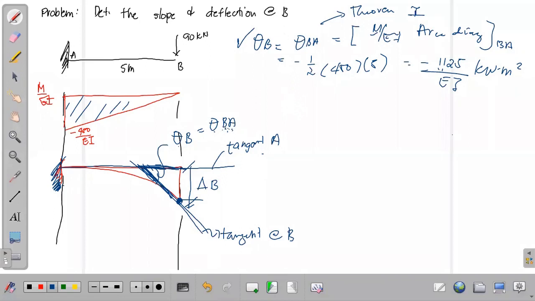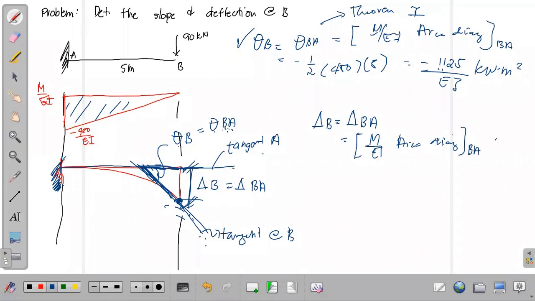How about our deflection at B? Ano yung deflection natin at B? That is equal to deflection of points between B and A. Since andito yung tangent, dito yung tangent ng B. So this is actually equal to delta BA. Okay? So ang mangyayari dyan, M over EI area diagram between BA times the X bar. So na-solve na natin yung M over EI area diagram of BA, di ba? That is equal to 1125 over EI.